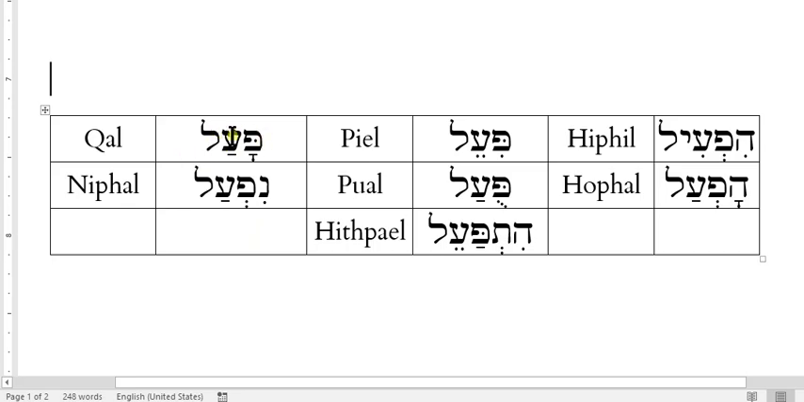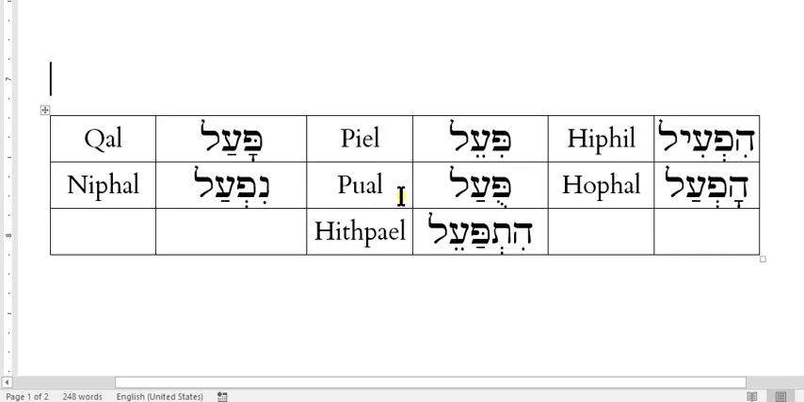So pa'al would be the Qal perfect, he made. If we add Nifal formations and vowel pointing to pa'al, we get the word Nifal for the Nifal perfect 3ms. So the Nifal typically made a verb passive if it had an active meaning in the Qal. So Nifal would be something like he was made or it was made. So notice that the literal form, it was made, is nif'al, and that is going to sound exactly like the name of the stem, Nifal.